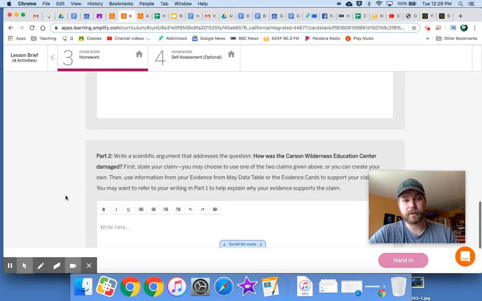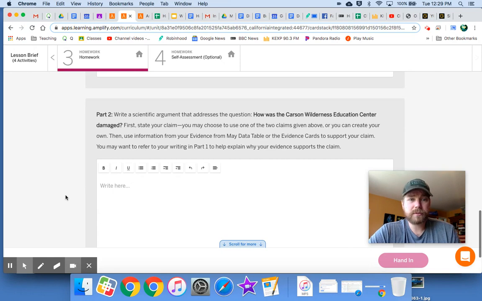The second part is which claim do you actually support? It says write a scientific argument that addresses the question, how was the Carson Wilderness Education Center damaged? First, state your claim. You may choose to use one of the two claims given above, or you can create your own. I'd be really curious to see if you have your own claim. Make sure you use evidence from the May data table or the evidence cards to support your claim. You have to have evidence. Make sure you give your reasoning. Why does your evidence support your claim?